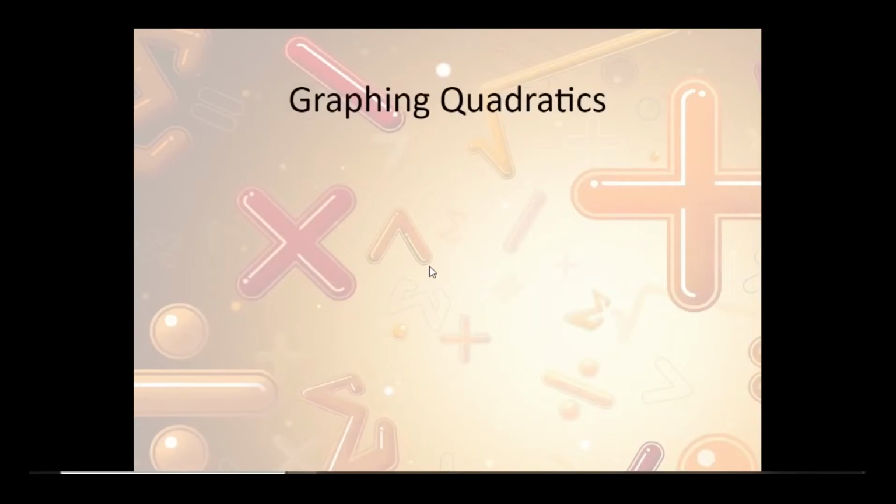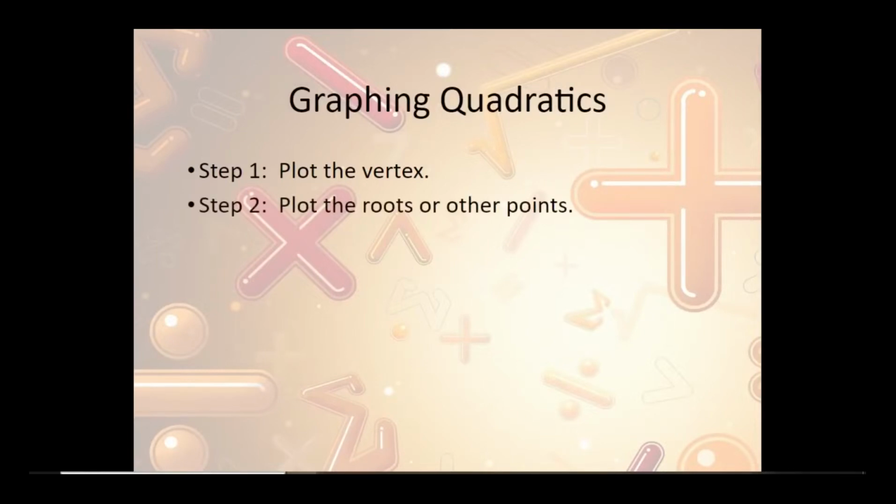Now, how do we actually graph the quadratics? First step is plot the vertex. So we need to find the vertex and then plot that. Then we plot the roots or other points. So if there's no roots or if the roots aren't easy to find, that's okay. Use a table and find 2 other points. So plug in values for x, solve for y, and plug those points in.